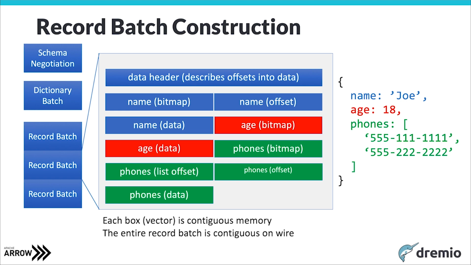We actually compose this into a record batch. And so here we have columnar data. I've lost my cursor, so I won't use my cursor. But we have columnar data that describes basically the 3 structures for name that I just talked about, the 2 that I talked about plus the bitmap. We have the 2 structures for age. And then we have the 4 structures for phone numbers. Okay? And those are just all laid end to end in memory.